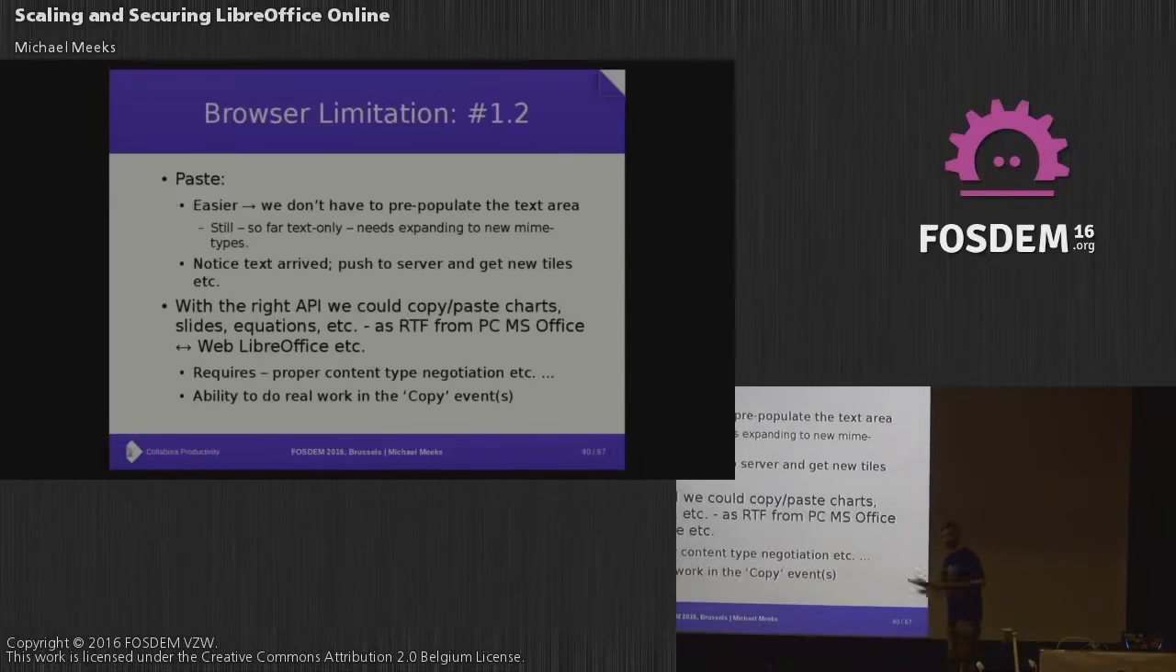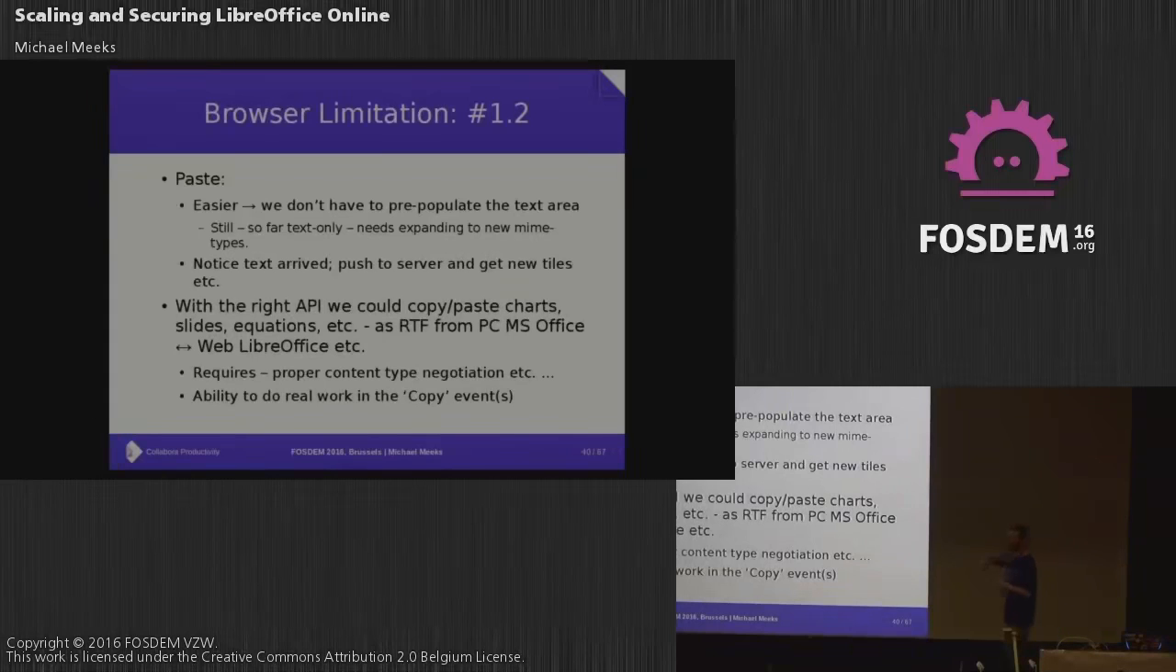1.2, paste. Yes, so we don't have to pre-populate the text area here. We just have to mash stuff into it. So, that's okay. And it's possible that we can do a better job here because we're on the receiving end. We actually get text of potentially different types, which is great. So we can notice it's arrived and push it and then fetch the new tiles and show it.